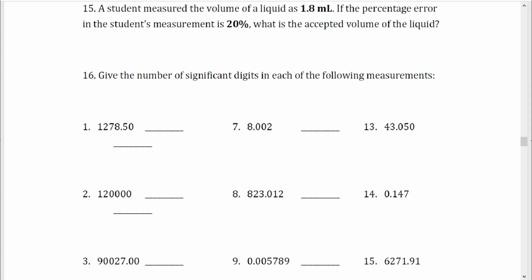Question 15. A student measured the volume of a liquid as 1.8 milliliters. If the percentage error in the student measurement was 20%, what is the accepted volume of the liquid? Going back to the formula, if the percentage error is 20%, it means in every 100 results, I make a mistake 20 times. Means you are doing 2 mistakes in every 10 measurements, or 1 mistake every 5 measurements.